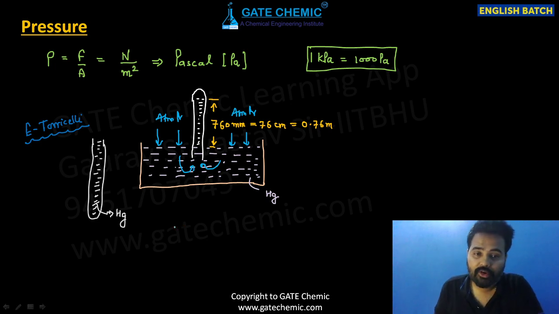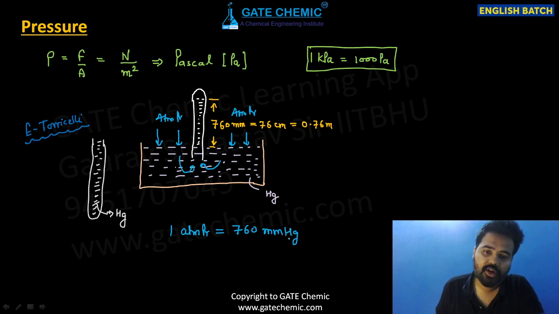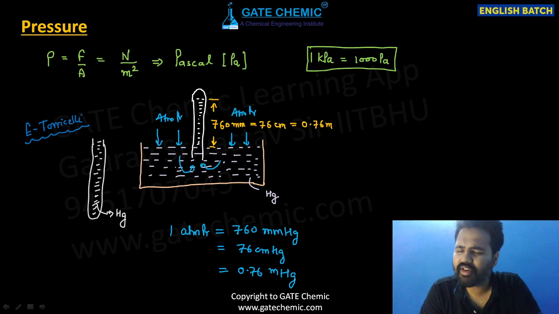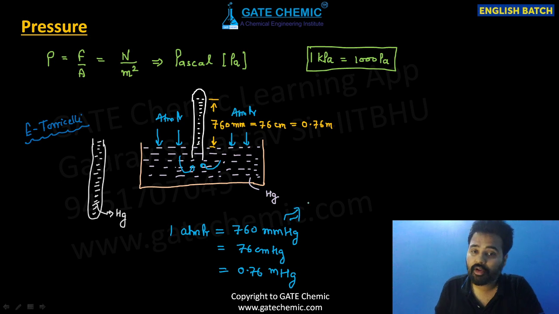So he told that one atmospheric pressure, that is the standard atmospheric pressure, is equal to 760 mm of Hg. Or you can write it as 76 centimeter of Hg, or 0.76 meter of Hg. You can also write this in feet or any other unit of length, because this is just height.